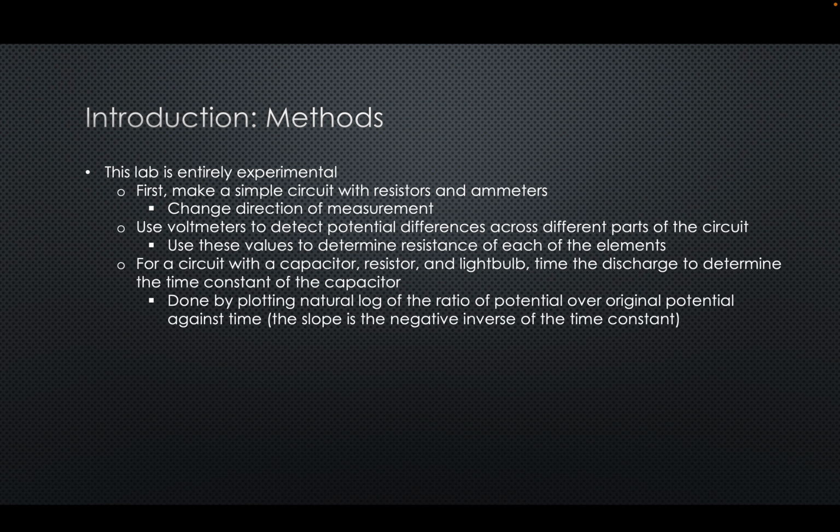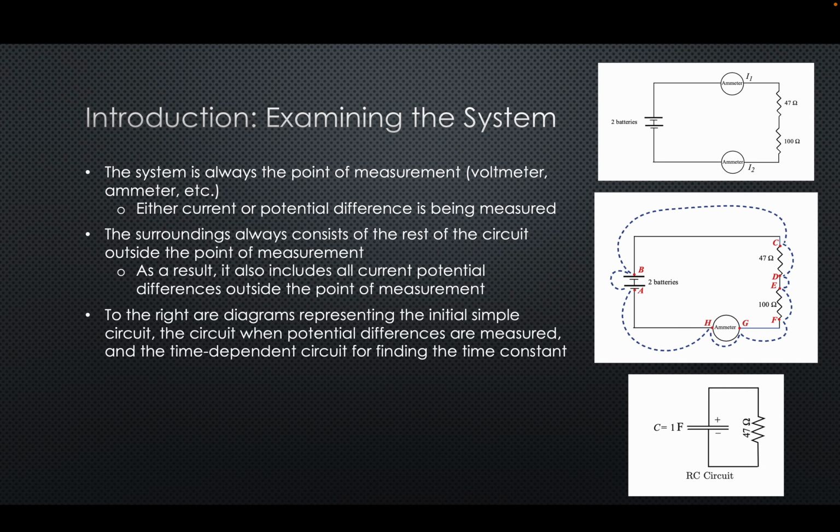So this lab was entirely experimental, using things such as resistors, ammeters, voltmeters, things like that. And we determined things such as potential differences across different parts of the circuit and the time constant by measuring times for a capacitor to discharge and for a light bulb to go out across a circuit.